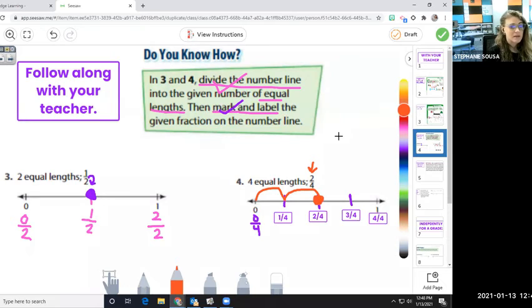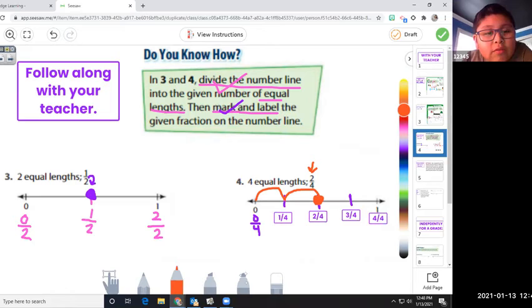Again, copying the teacher does not mean you know what to do. Understanding tells you know what to do. Does anyone have a question about something that they do not understand? Questions are good. They make me happy. Christopher.